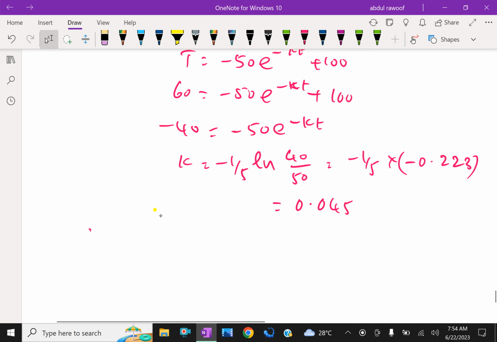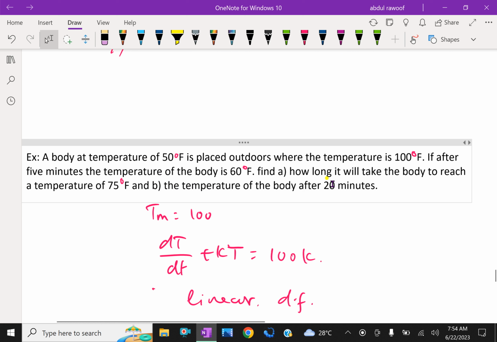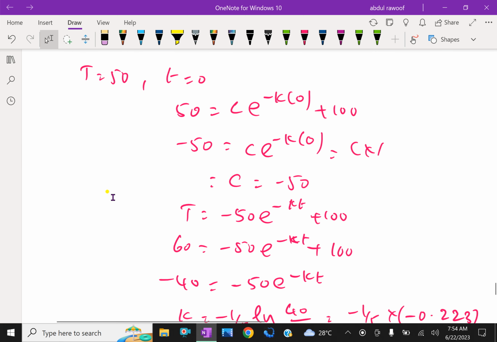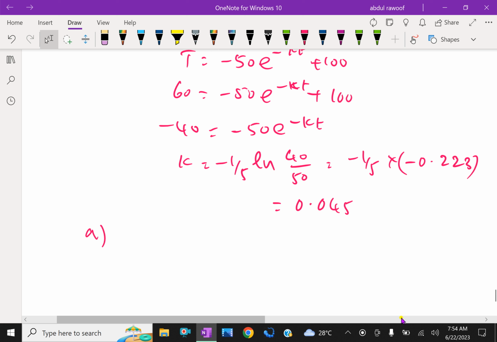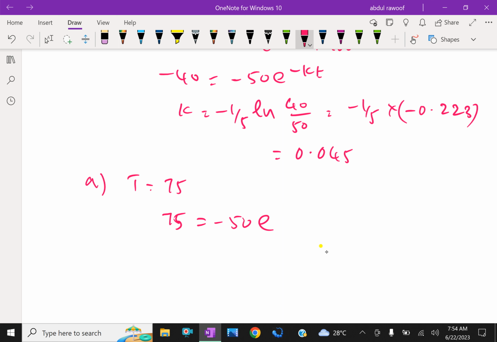Now question number A, look at here, A asks what here, question number A, how long it will take the body to reach a temperature of 75 degrees. Now we have to find A, T equal to 75, we'll substitute, therefore 75 equal to minus 50 e power minus 0.045 t plus 100.